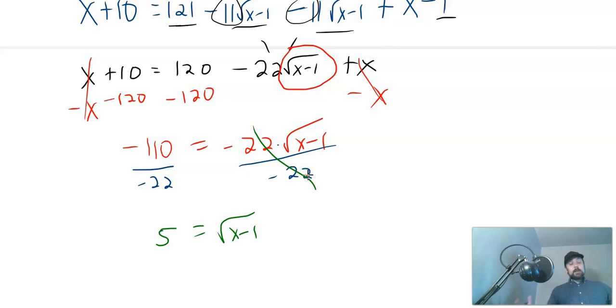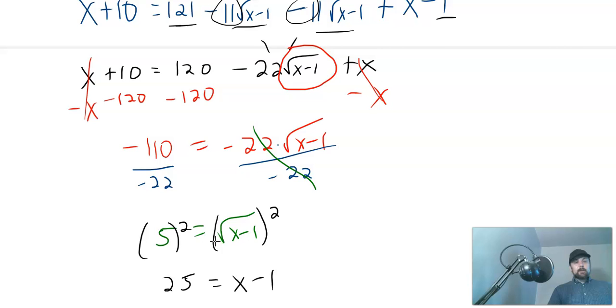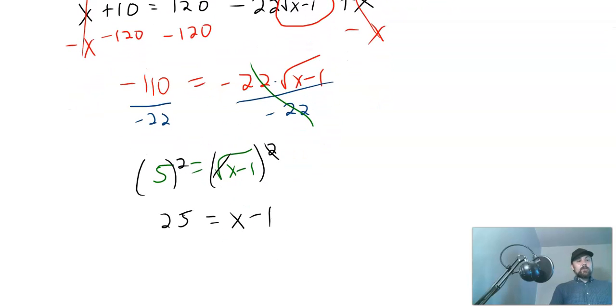So you see the equation comes out really, really nice and simple in this case, right? Now to get rid of the square root, we will square both sides again. And we'll get 25 equals x minus 1, right? The square root cancels out the power of 2. And then we can solve this for x by adding 1 to both sides. And we get x is equal to 26.